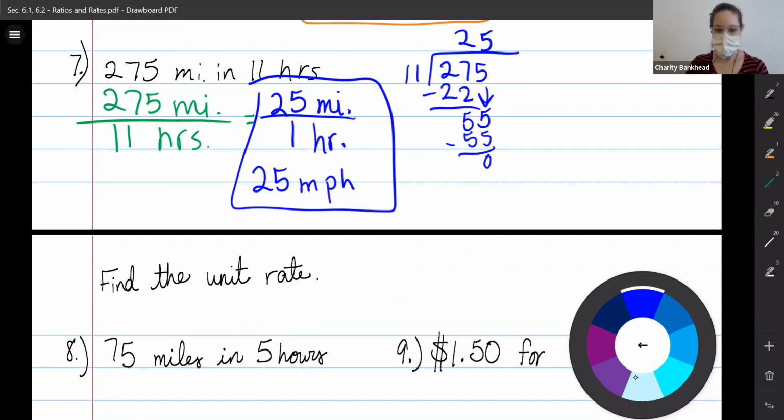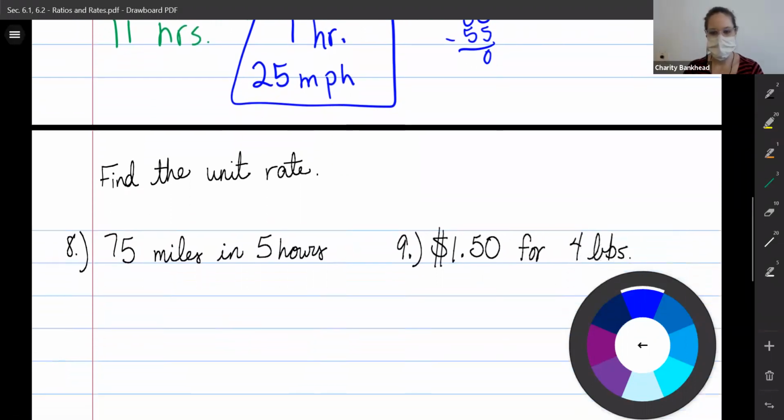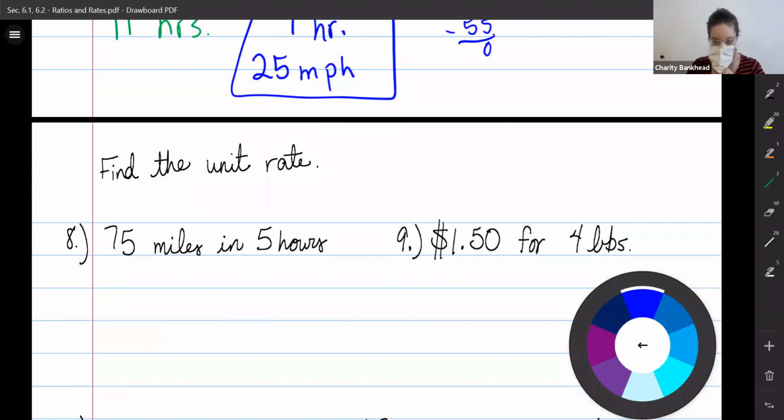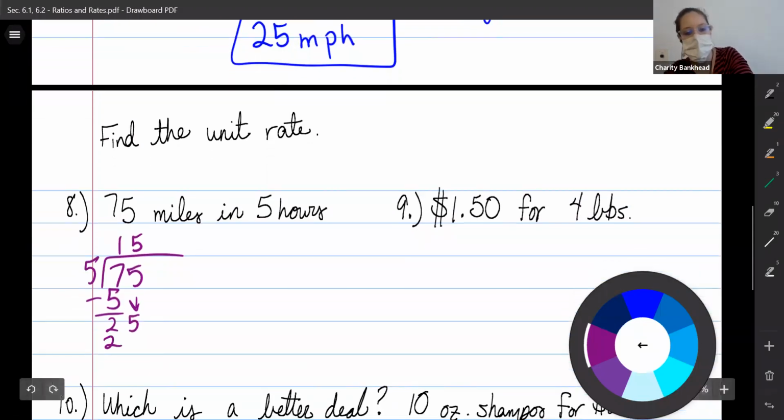So a unit rate means that the denominator has to be 1. Regardless of whether that number goes in evenly or not, you're just going to divide the first number by the second number. All right, so 75 miles in 5 hours. We're going to just do 5 into 75 and divide it. So that's 15. 15 miles per hour.